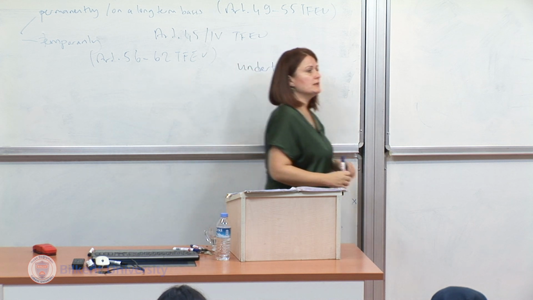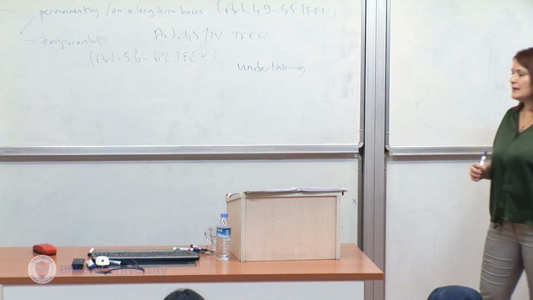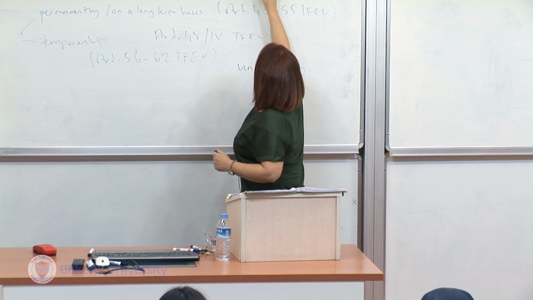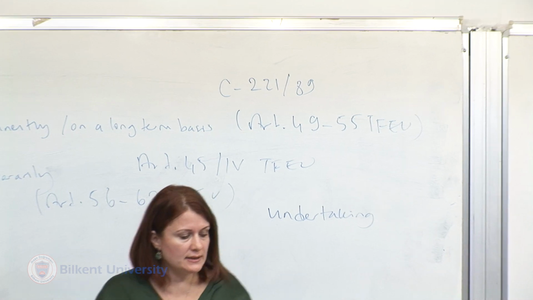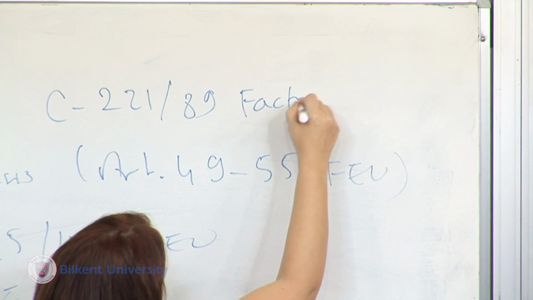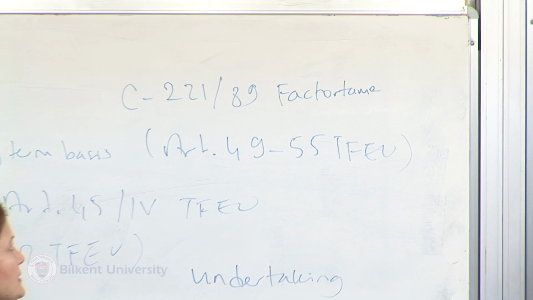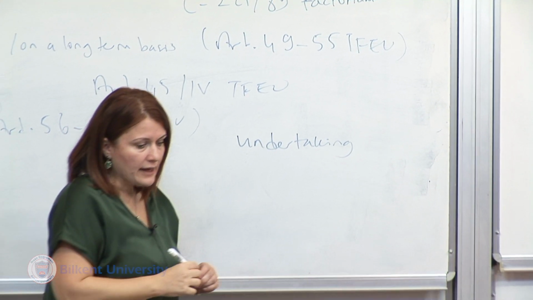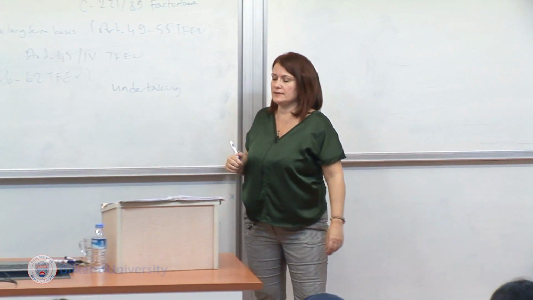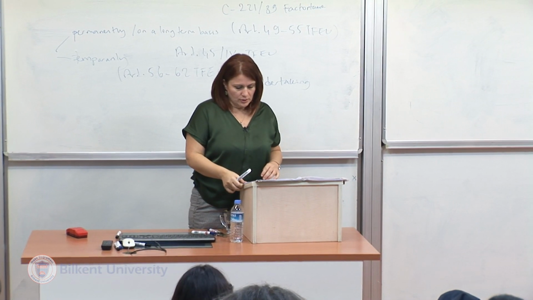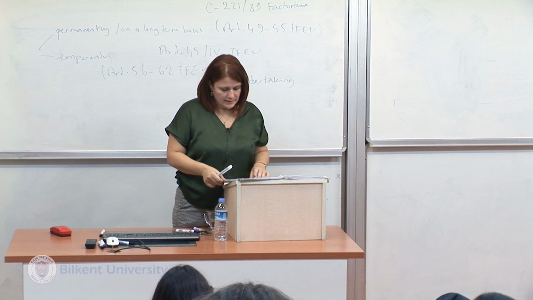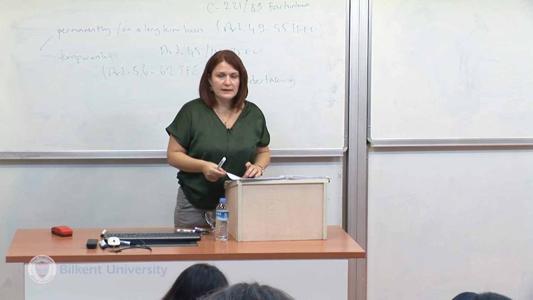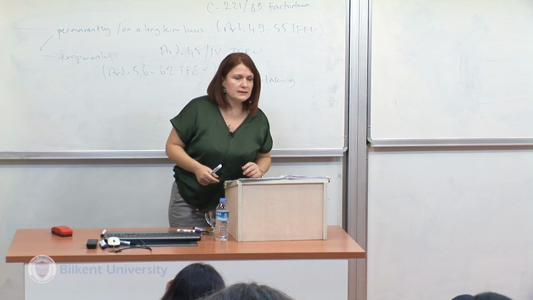The right of establishment was defined in a very famous decision of 89, case 221/89, Factortame decision of the Court of Justice. According to that decision, the actual pursuit of an economic activity through a fixed establishment in another member state for an indefinite period of time is considered as a right of establishment.